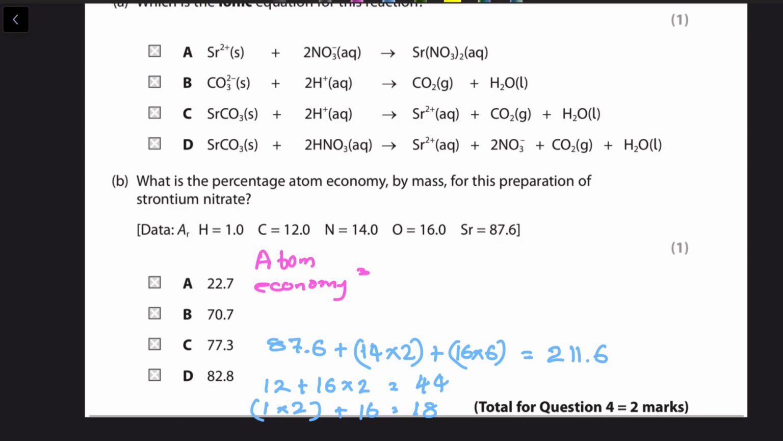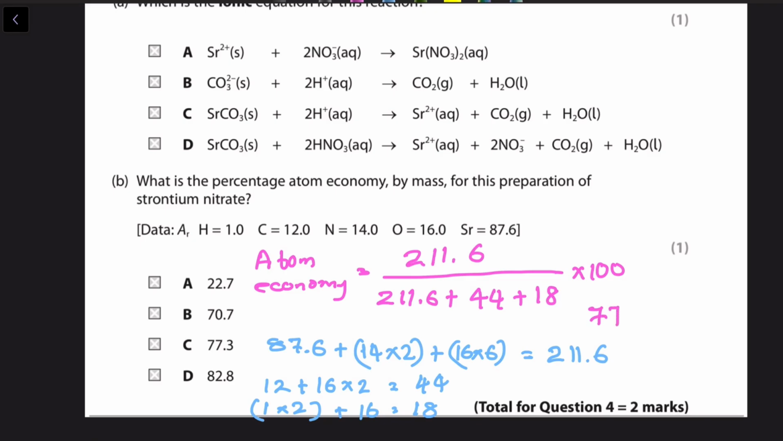The Mr of the desired product is 211.6 over the total Mr of products. So 211.6 over 44 plus 80, times 100. And we get about 77.3%. So the correct answer is C.